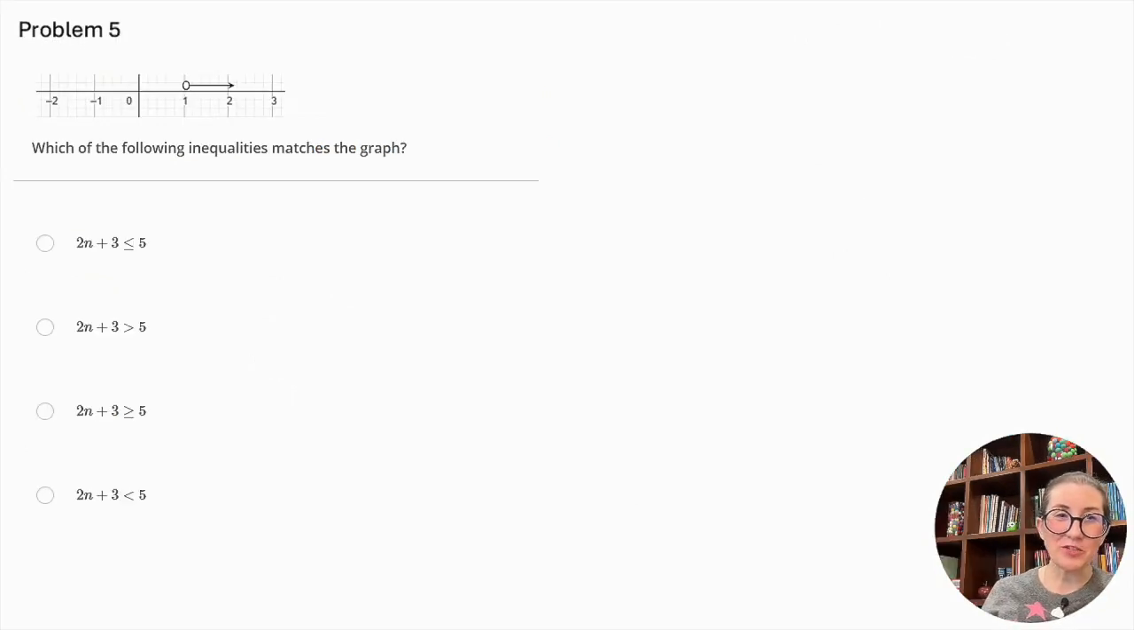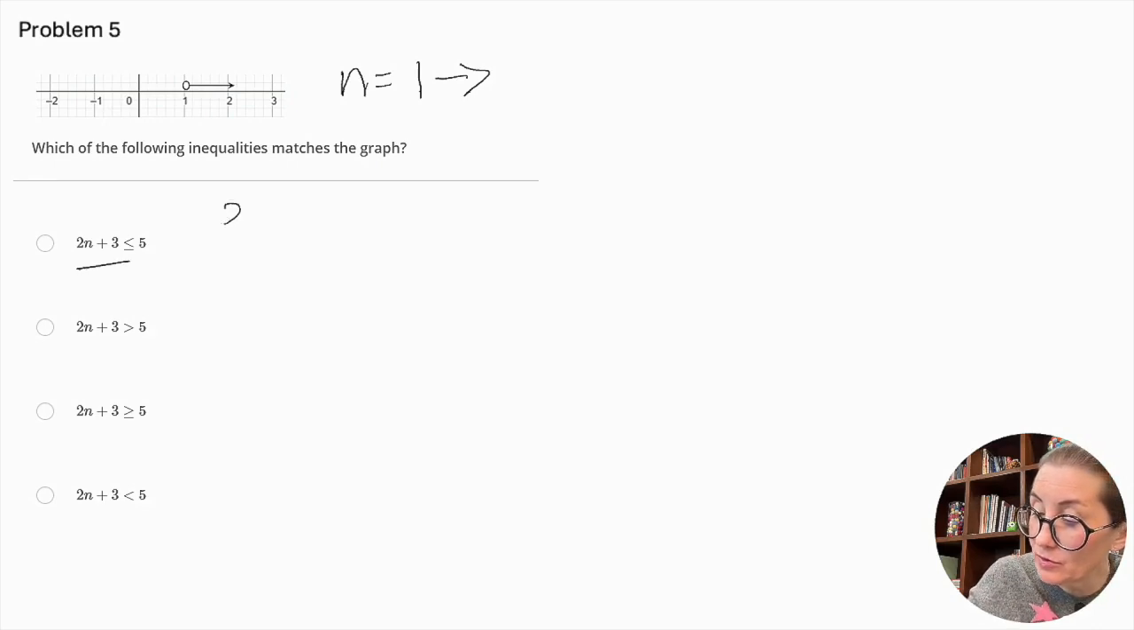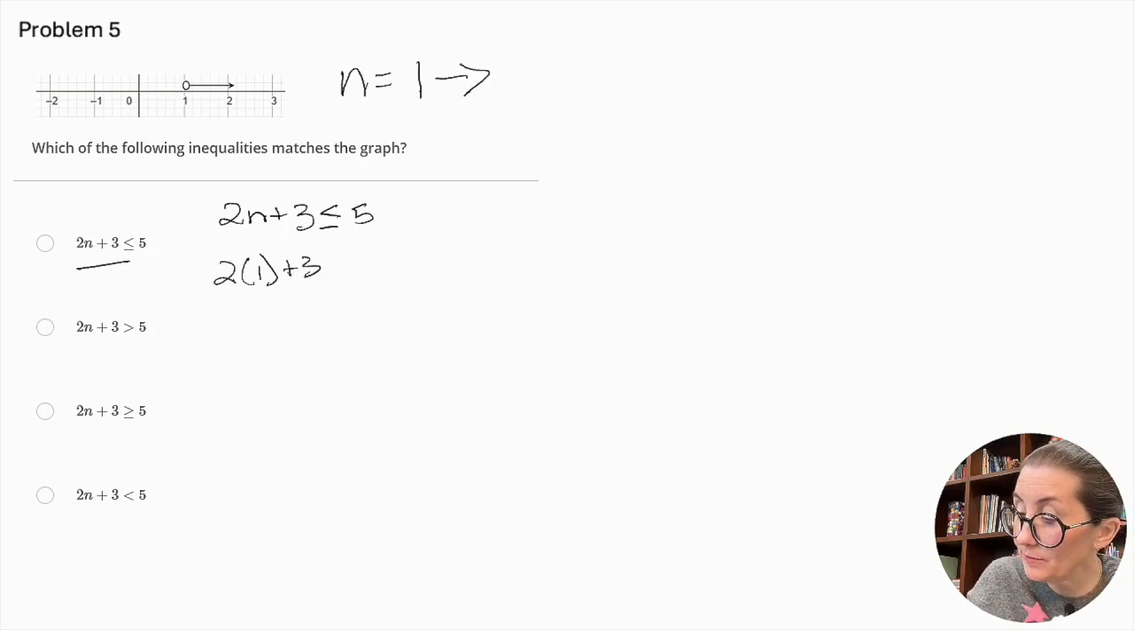Problem number 5. Which of the following inequalities matches the graph? So we've got a number here that is equal to 1 or more. So let's just start plugging the values in. We'll start with 1. 2n plus 3 is less than or equal to 5. With 1, 2 plus 3, and that is equal to 5, is less than or equal to 5, and that is correct.